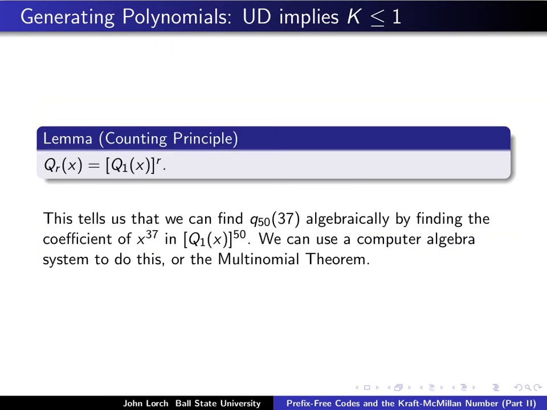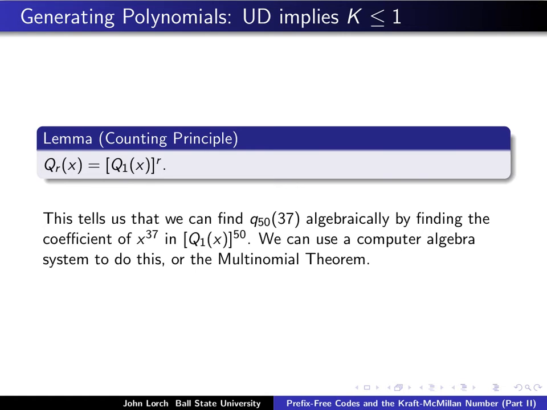So it turns out that the conjecture on the previous slide is in fact true, that capital Q sub r of x is the rth power of the polynomial q sub 1 of x. Okay, that's great news because q sub 1 of x is relatively easy to compute, and then we can compute higher powers of that polynomial just by either using the multinomial theorem or by using a computer algebra system. And that allows us to compute all of these coefficients of q sub r rather easily.